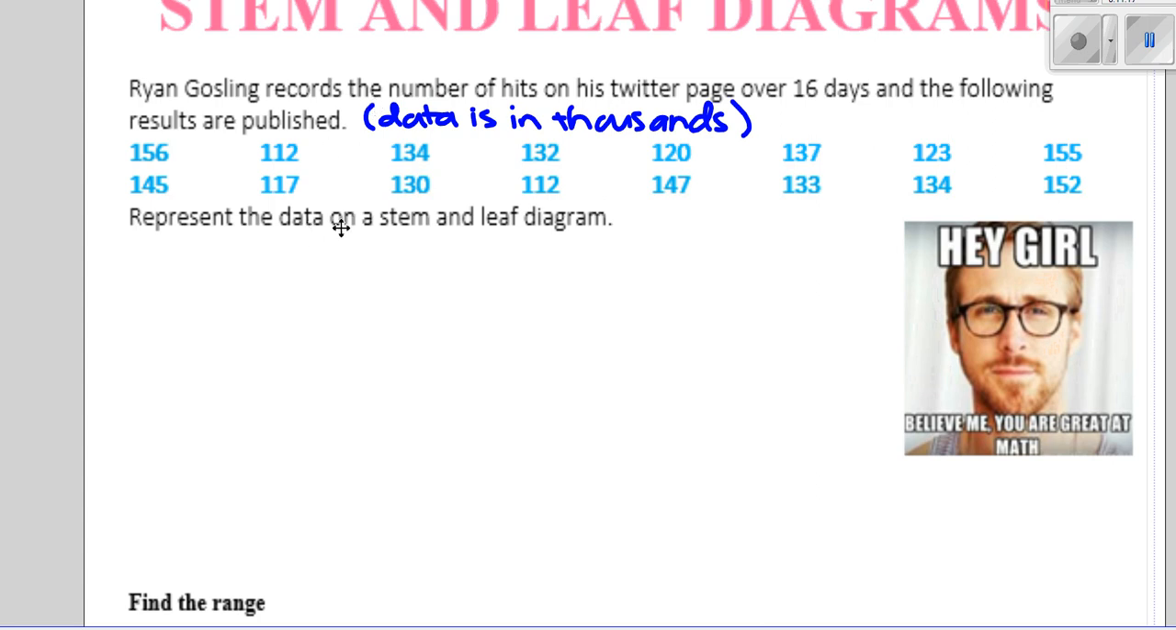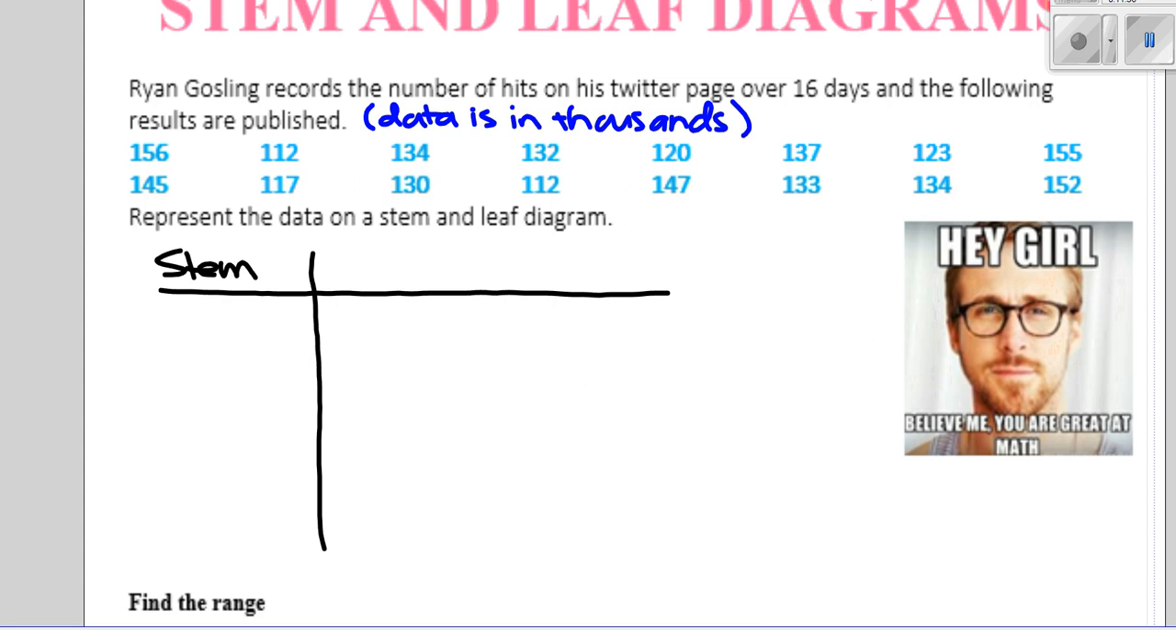Represent the data in a stem and leaf diagram. So, how many digits are allowed to be in the leaves? One. The one on the left is the stem. You can have as many digits as needed in the stem, but the leaf by definition can only have one digit.